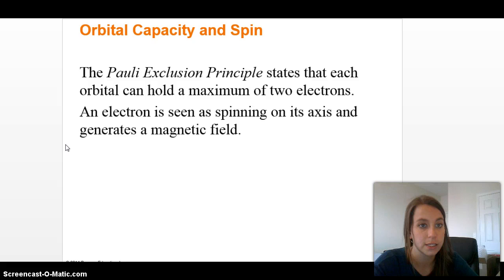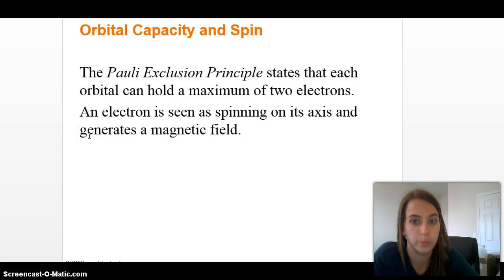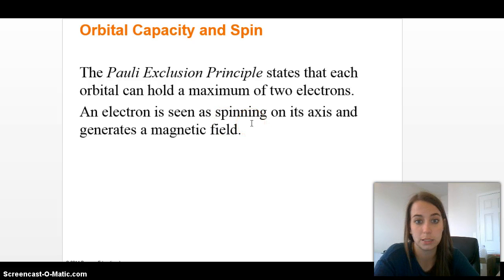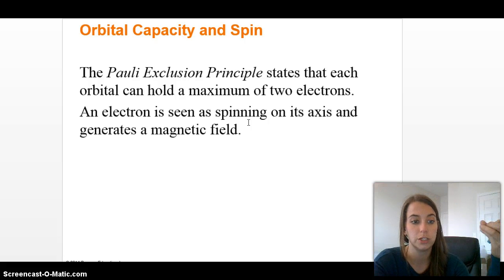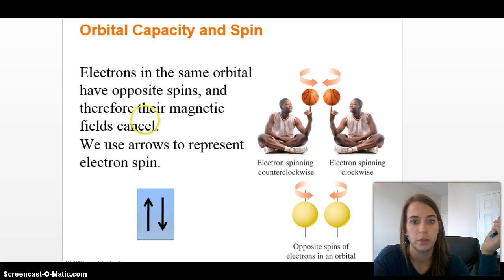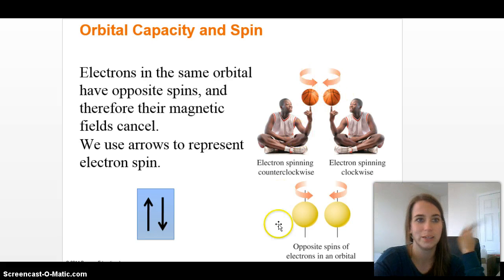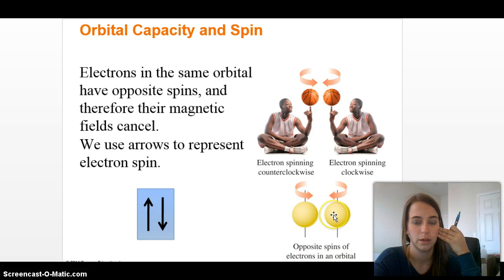Now, the other thing Pauli said is the reason why it can only hold 2 electrons is because an electron is seen as spinning on its axis. It has this property called spin. And when an electron spins, it makes a magnetic field. Well, that magnetic field is going to interact with other magnetic fields from other electrons. And so they must spin opposite directions. So if they're in the same orbital, they can have different spins. And we call it spin up and spin down. You can think about it as clockwise and counterclockwise.